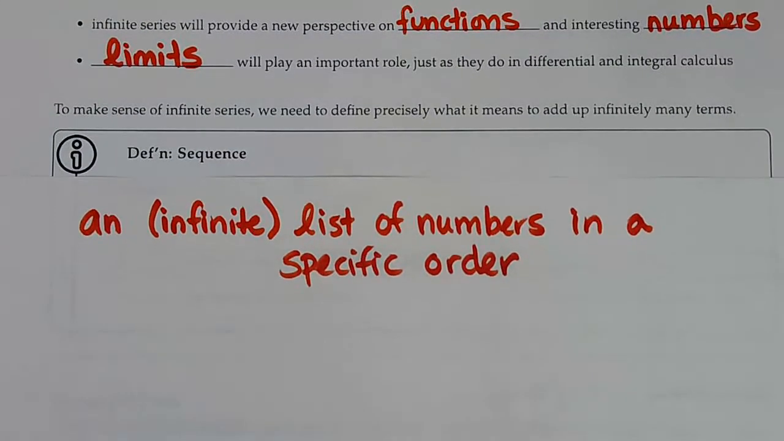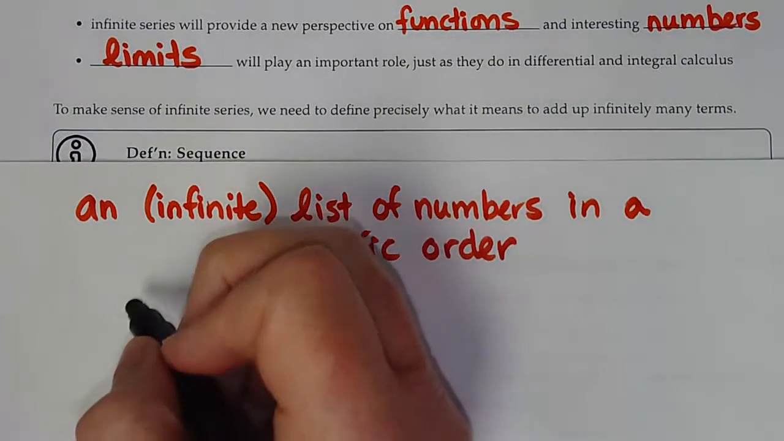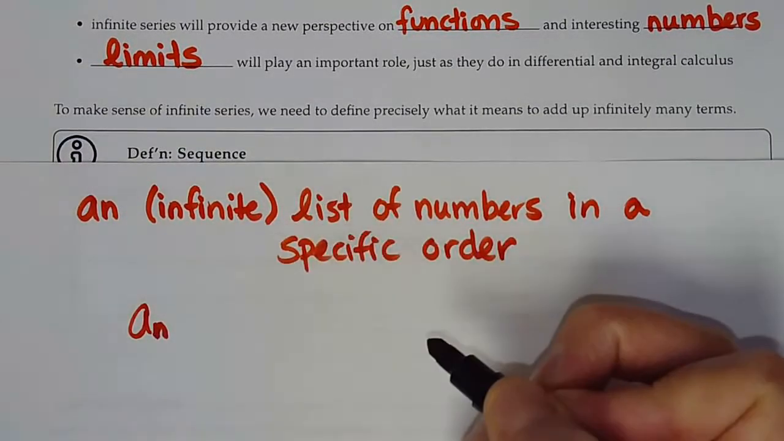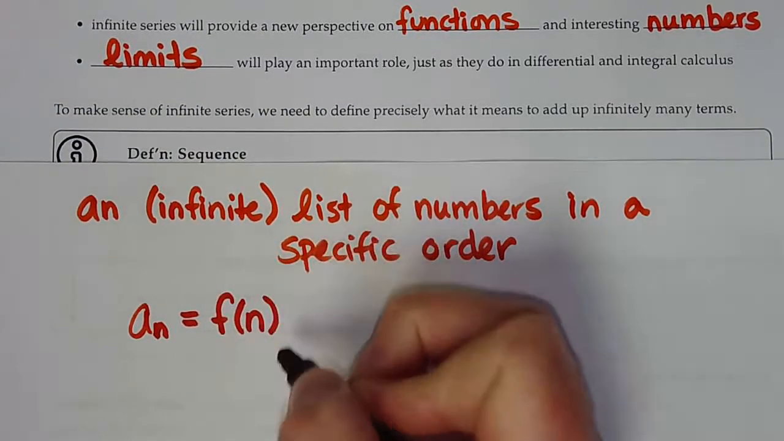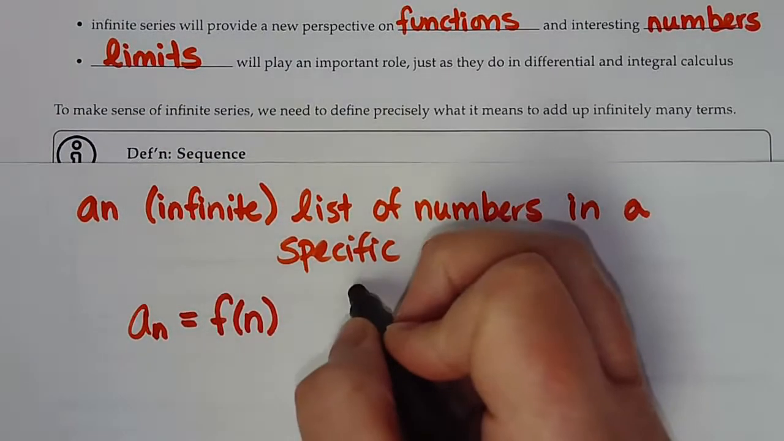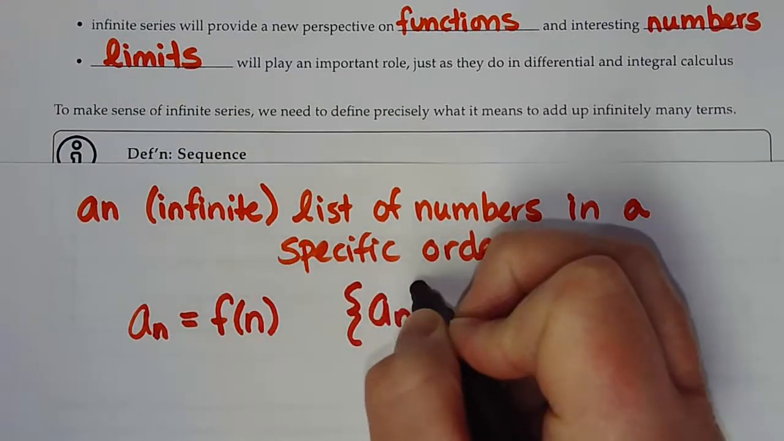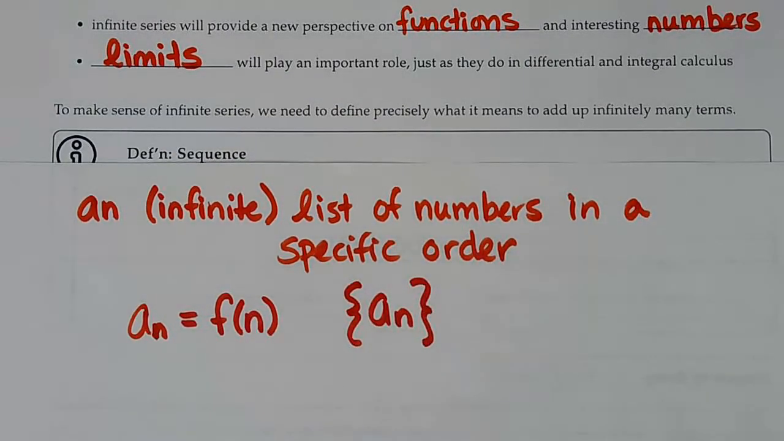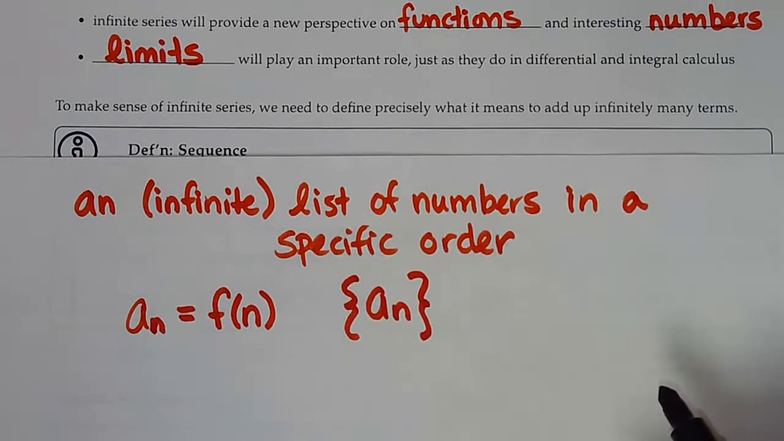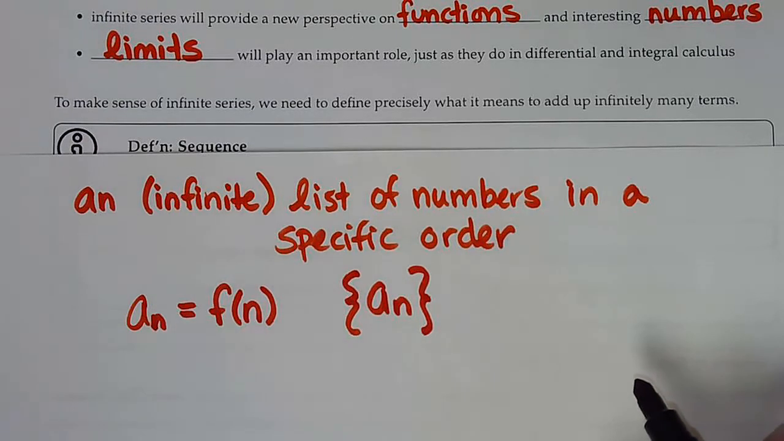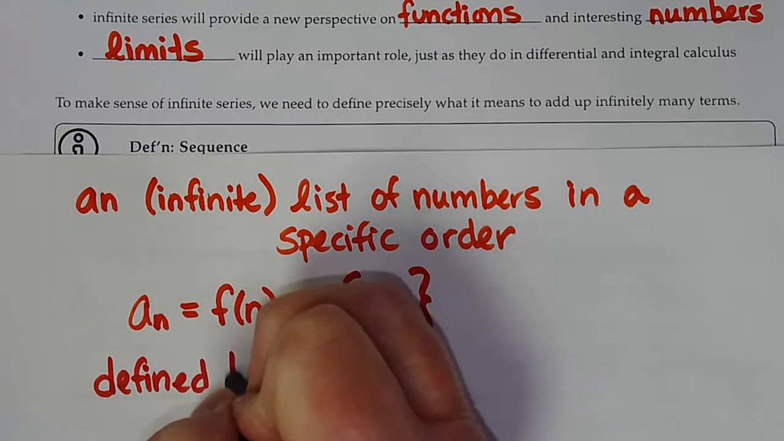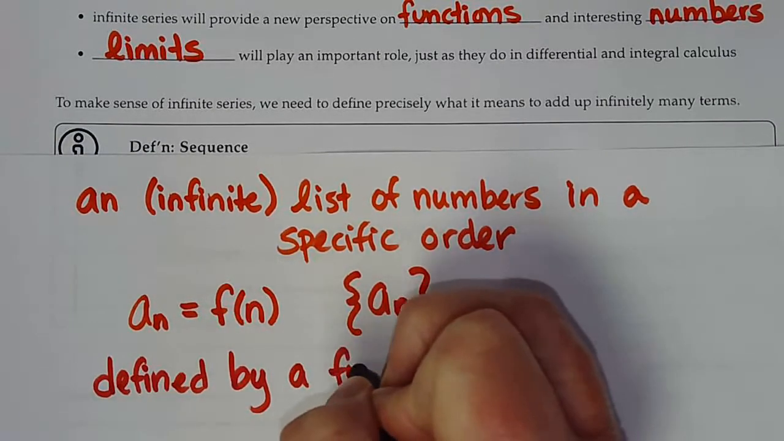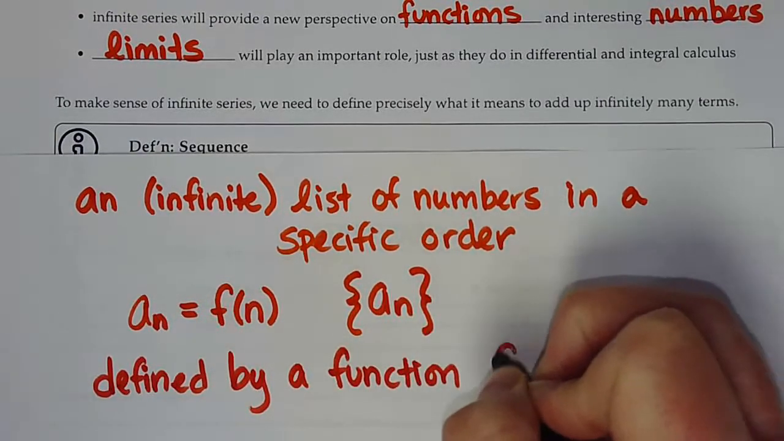And you will often see a sequence written as just a sub n. You could see it written as a sub n equals f of n, so some sort of function. We'll come back and talk about that in a second. You might also see it done with curly brackets too. All of those are different ways of expressing that we have a sequence. So our sequence is an infinite list of numbers in a specific order. It's often defined by a function, and we're going to call that function f of n.